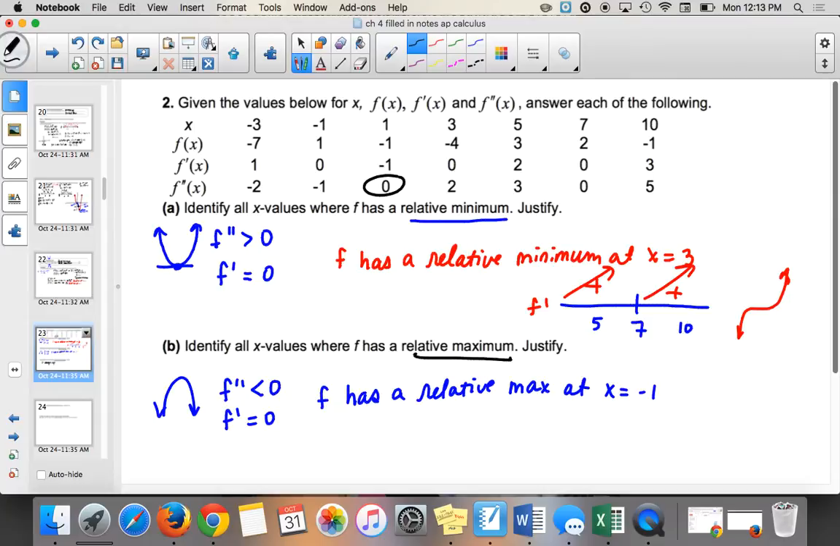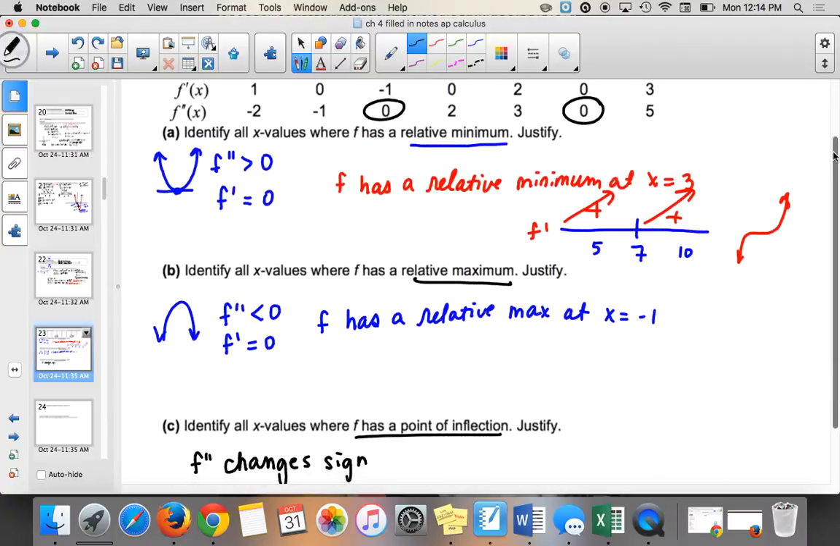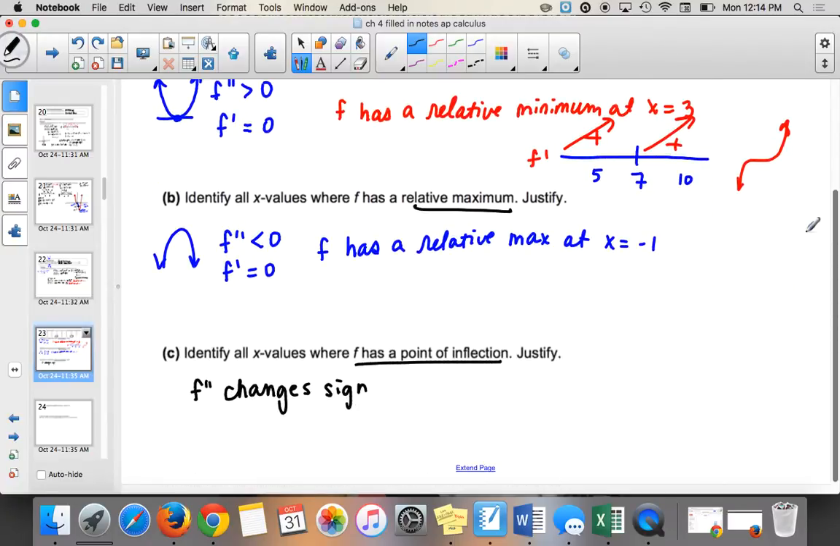Positive, positive, 0, positive. So even though f double prime is equal to 0 there, is that a point of inflection? No, because it went from concave up to concave up. Okay? So there's only a point of inflection at x equals 1.